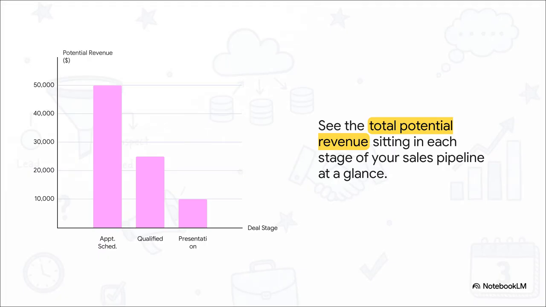And you don't even have to break out a calculator. This sales dashboard visualizes all of this for you. So at a single glance, you can see exactly how much potential money is sitting in each stage of your pipeline. It gives you a crystal clear picture of your company's financial health and what's coming down the road.